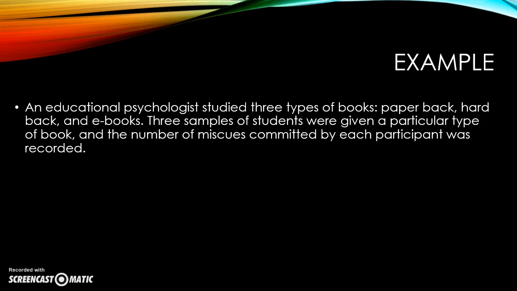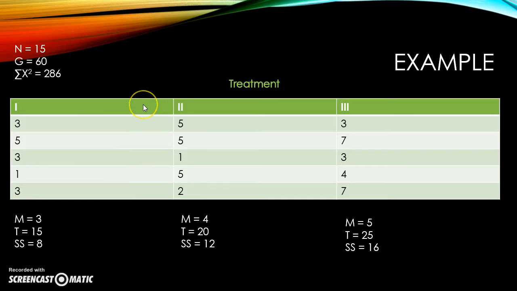The example we're going to be doing is presented on this slide. The data for this example will be given on the next. An educational psychologist studied 3 types of books: paperback, hardback, and ebooks. 3 samples of students were given a particular type of book, and the number of miscues committed by each participant was recorded. So there will be 3 treatments. Treatment 1 is the paperback books, treatment 2 are the hardback books, and treatment 3 would be the ebooks. And the numbers under the treatments heading are the miscues that were recorded from those books.